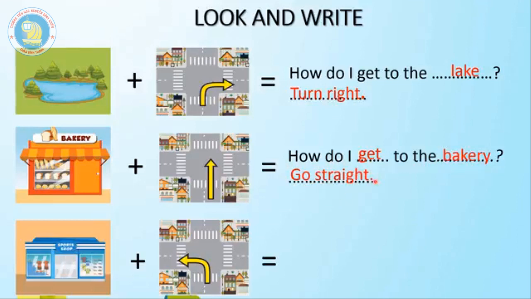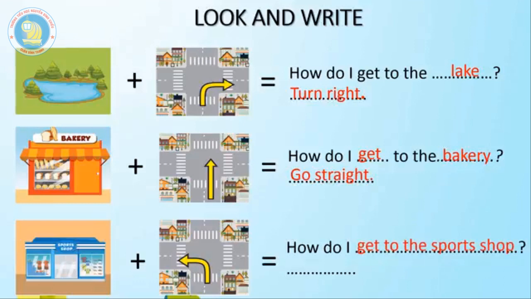Well done. Now you look at number three. This picture and this picture. And then you look at the sentence. How do I blah blah blah? Okay, you write. How do I get to the sports shop? Very good. And you look at this picture. Then you write. Turn left. Well done. Now, listen and repeat.